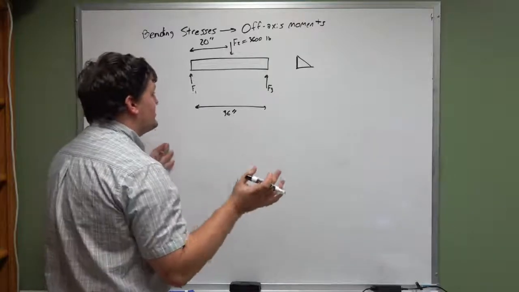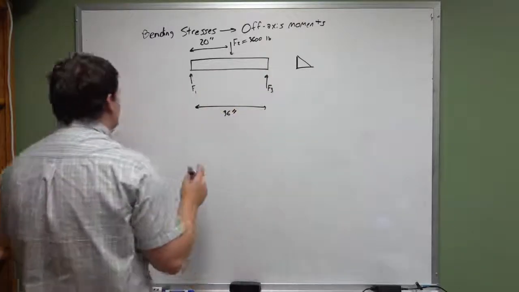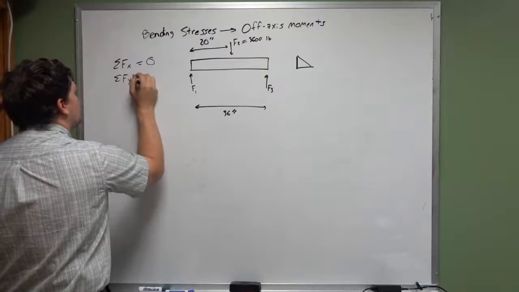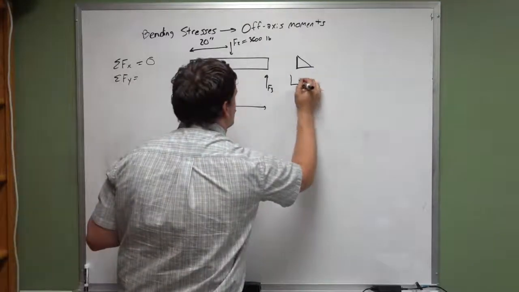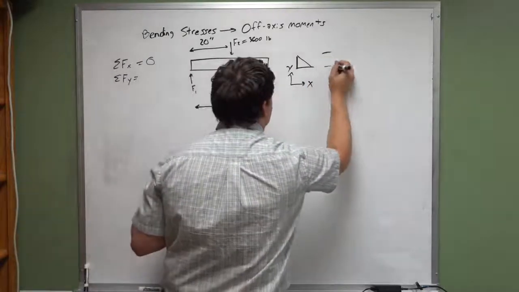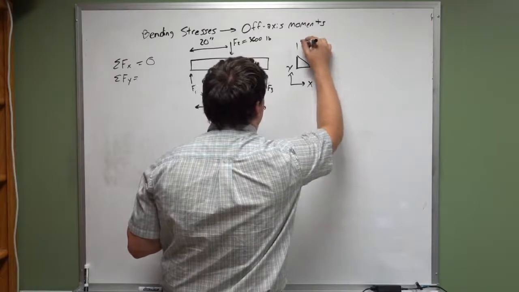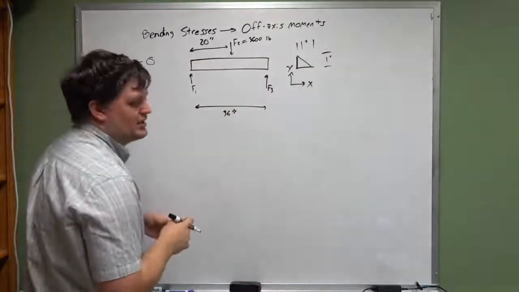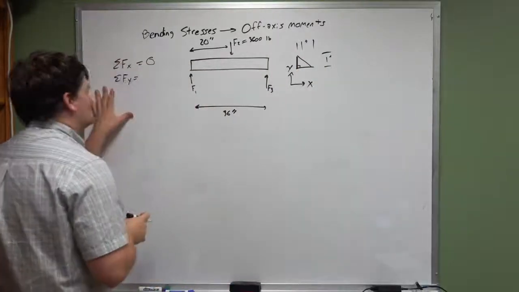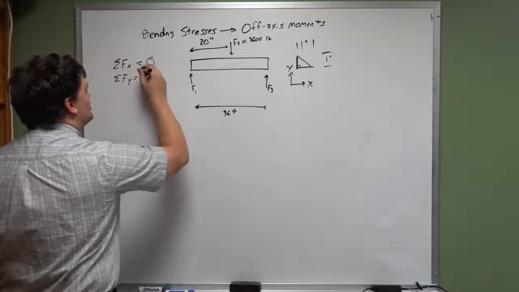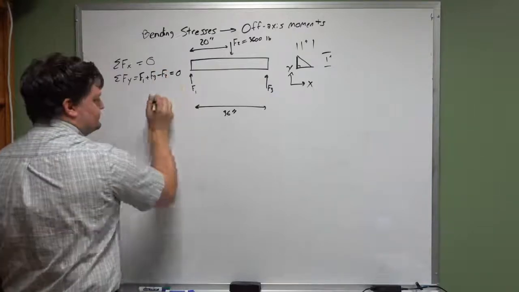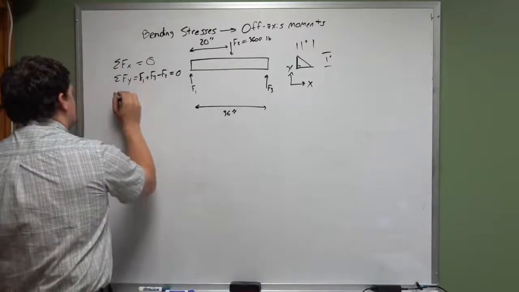Once we've done a system-wide free body diagram, now we have to calculate the sum of the forces in the x direction, which happens to be 0, and the sum of the forces in the y direction. Calling this yx, there's our cross section. Let's say this is 1 inch and this is 1 inch. It's a right triangle, so that's a 90-degree angle. The sum of the forces in the y direction: F1 is pointed upward, F3 is pointed upward, F2 is pointed downward. Then we have the sum of our moments.